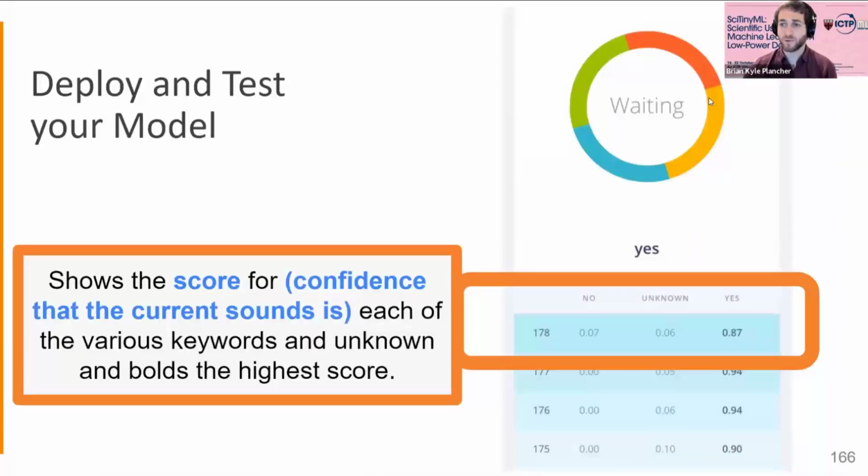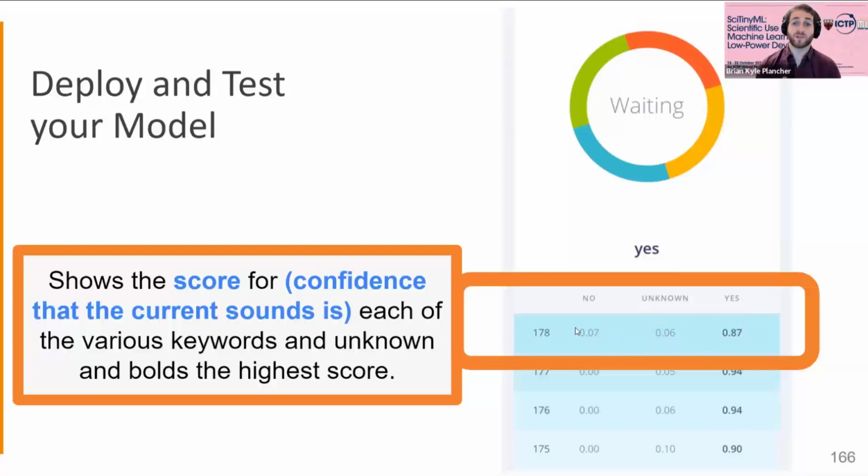While it's building, what you're going to get out is a score for yes, no, and unknown, or whatever labels you used. Essentially this score is going to be a sliding window, so it's constantly outputting a score saying, what do I hear now? What do I hear now? It's the confidence that it has of each of those different labels, and whichever one is the most confident will show up here. In this case, I was saying yes, and it was 87% confident it was yes. And maybe it's an unknown or no.